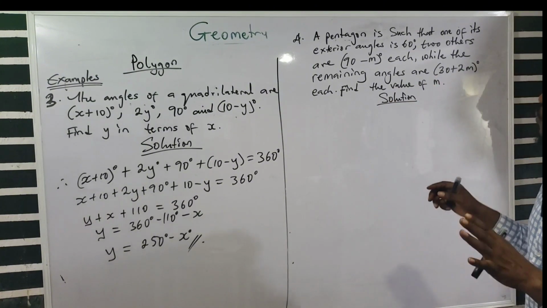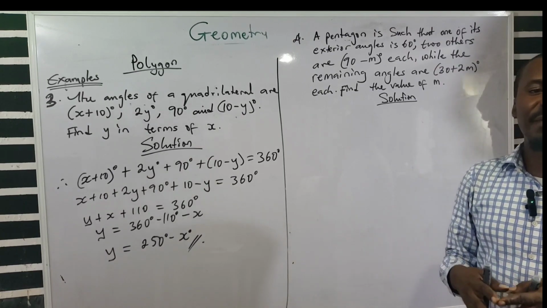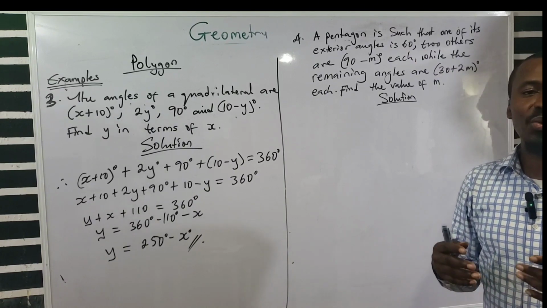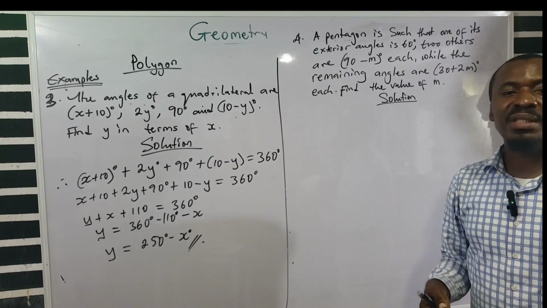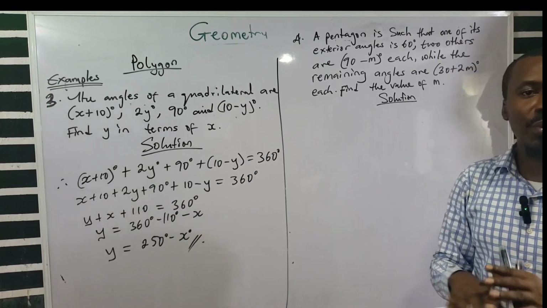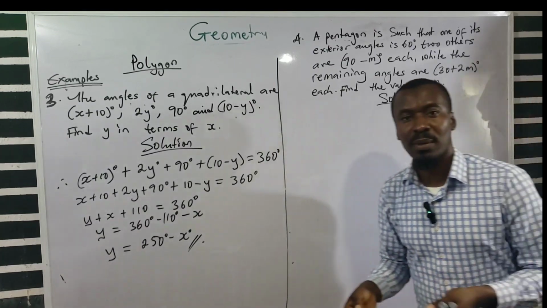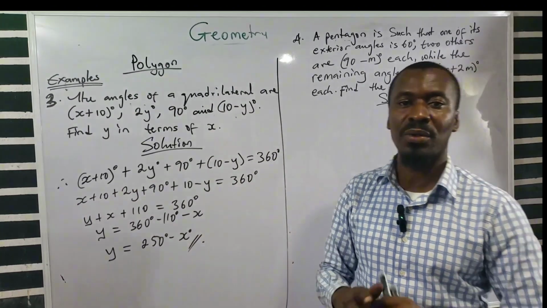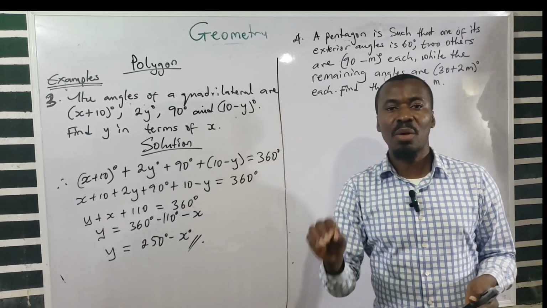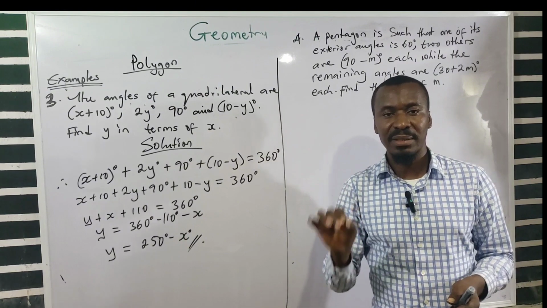Now, what we need to do in this question is to know the value of the total exterior angle. Now, what is the total exterior angle? The total exterior angle of a polygon, not minding the type of polygon, whether it's a quadrilateral, a pentagon, a hexagon, etc., the sum of the exterior angles will give you 360 degrees.